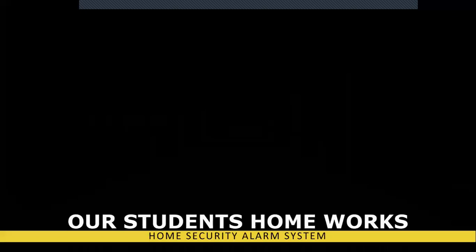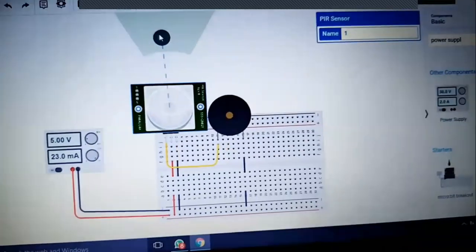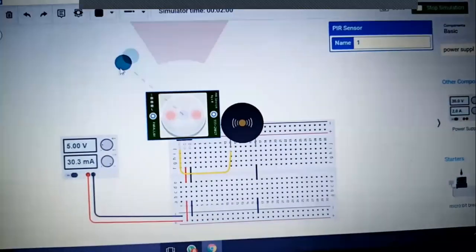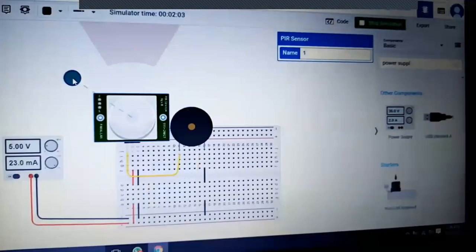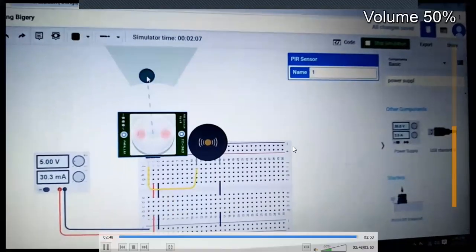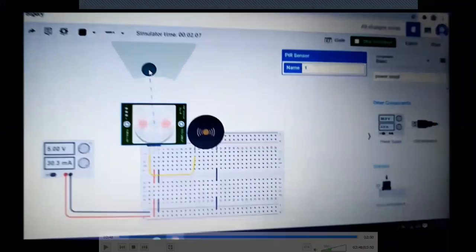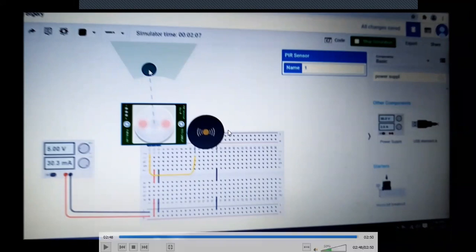Next one is home security alarm system. That means if a person appears in front of your home, then the alarm will be automatically activated. Likewise, we can create these kinds of projects, right?